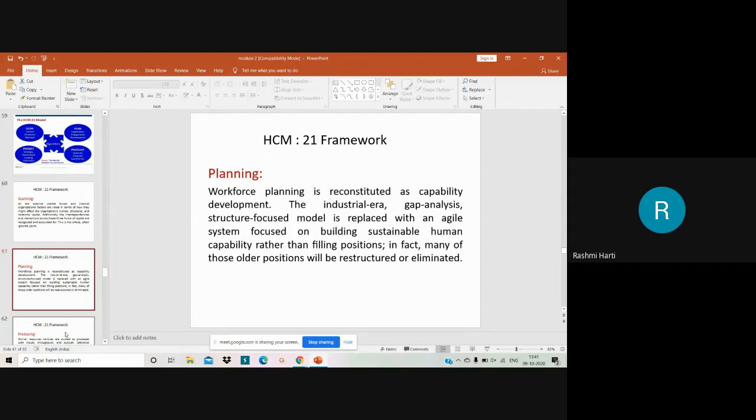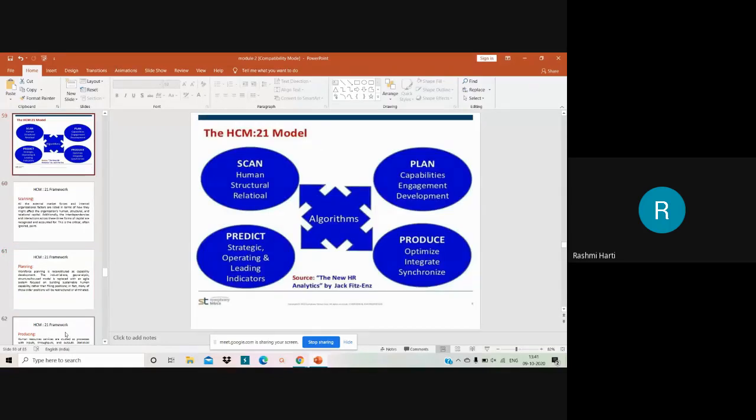So if you could see here, planning becomes very inevitable, right? So you have to go in for planning, right? So what you're going to plan here, one is identifying the capabilities, right? What is the present strength of the organization? What is the weakness of the organization? How can I cover the weakness of the organization?